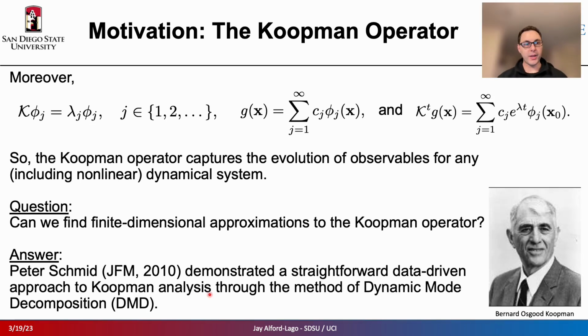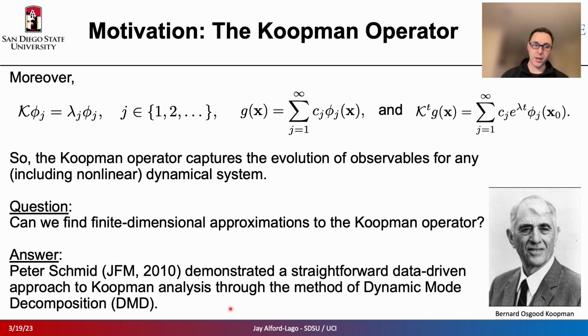Because of that, we can identify spectral pairs, eigenvalues and eigenfunctions, from which we get decompositions of our data, as well as building out full time-stepping models using those eigenfunctions and eigenvalues. So this Koopman operator captures the time evolution of these observables for any dynamical system, including nonlinear ones. The question then that we should ask ourselves is, can we identify finite dimensional approximations of this Koopman operator? And the answer to that, in some sense, is yes, as demonstrated by Peter Schmid back in 2010.